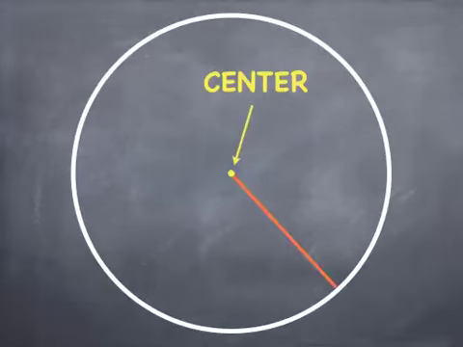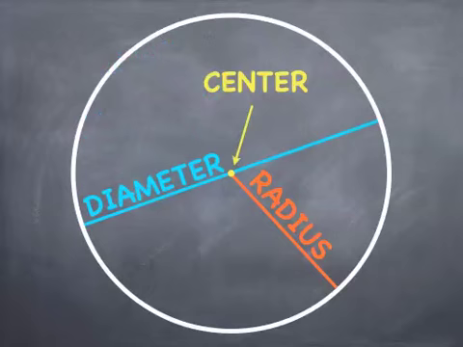Here I have a circle, and for this circle, this point would be the center. The radius would be any line, and there could be several radii drawn here, any line that connects the center to another point that is on the circle. And then the diameter is going to go all the way across the circle. Again, make sure that it's going through the center.